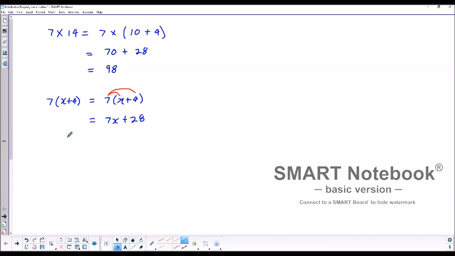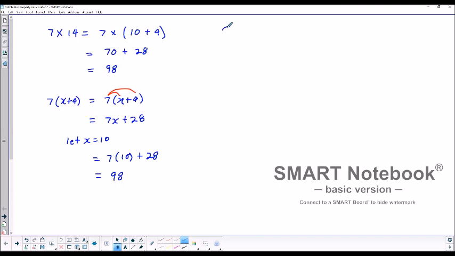And then what if I were to say, well, let x equal 10? Then we can evaluate. We substitute the 10 in for x, and then 7 times 10 is 70, plus 28, we get 98. So it's the same exact form as this over here.